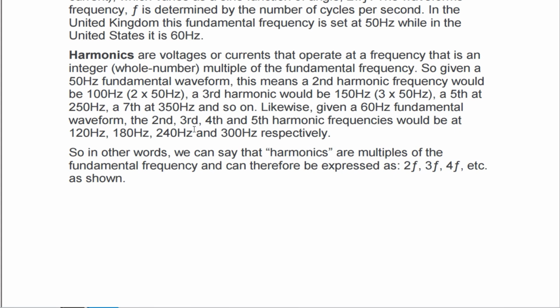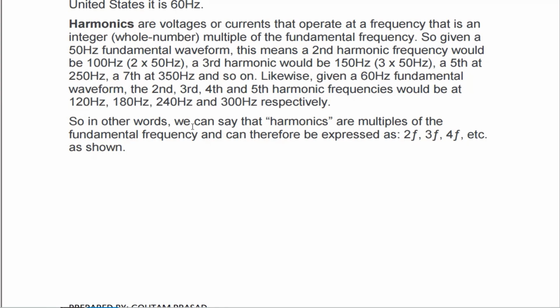So the second harmonic is 100 hertz, 2 into 50. Third harmonic, 3 into 50, that means 150 hertz. Fifth harmonic, 250 hertz. Seventh harmonic, 350 hertz, and so forth. Likewise, given a 60 hertz fundamental waveform, the second, third, fourth and fifth harmonics will be 120 hertz, 180 hertz, 240 hertz, and 300 hertz. 60 hertz is used in the USA, and 50 hertz is used in our India.